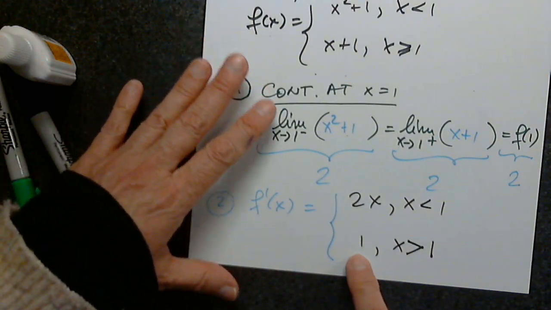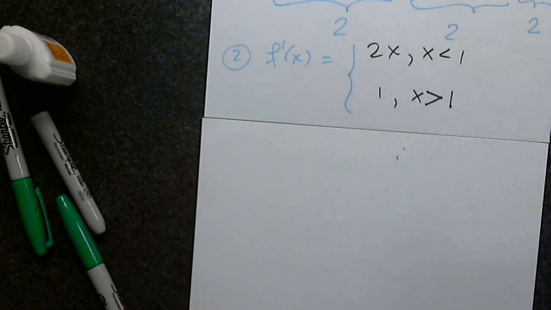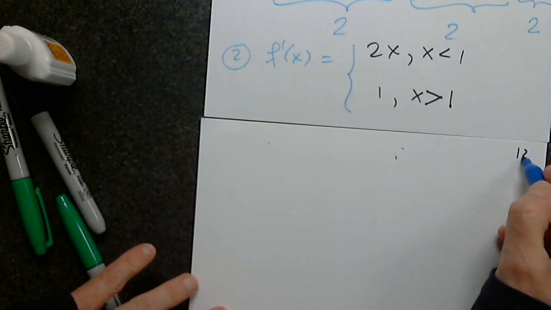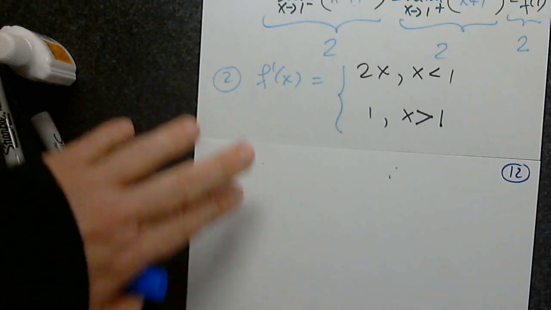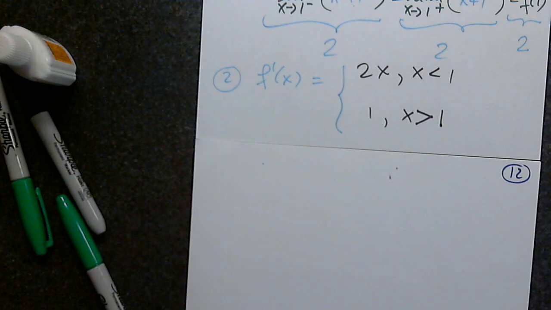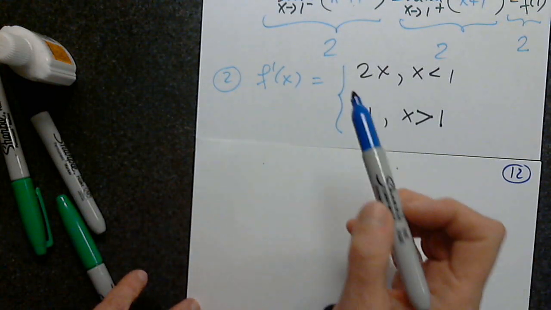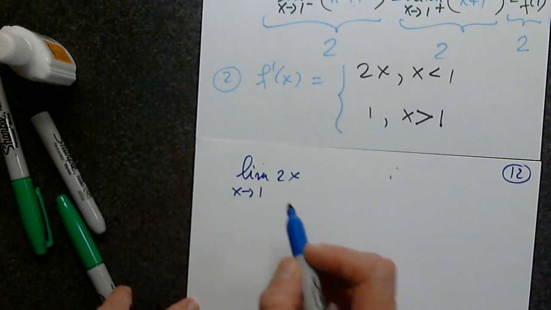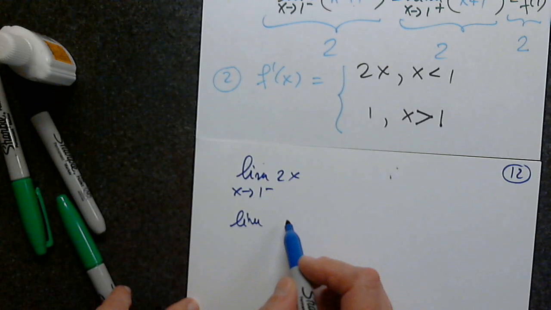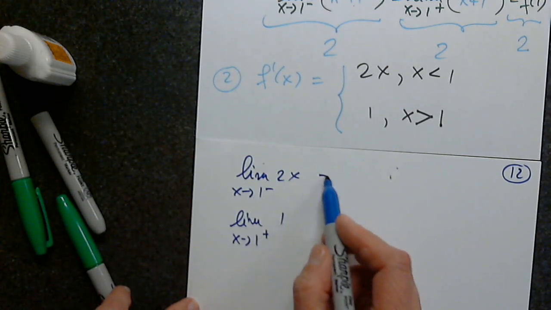Better? Everyone? Okay. What did we say about a function that is differentiable at a point? It must have how many tangents? Exactly. Just one. Okay. So if it has two tangents or a vertical tangent, then it's not differentiable there. So I want to determine the limit of 2x when x approaches 1 from the left, and the limit of 1 as x approaches 1 from the right.